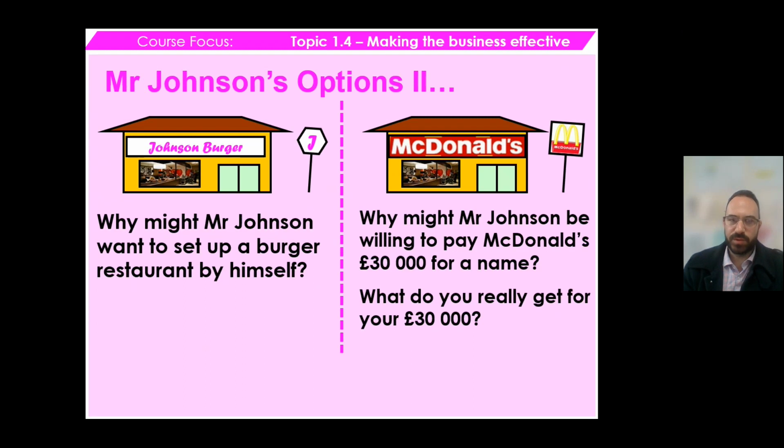So here we're also looking at the options. Why might Mr. Johnson want to set up a burger restaurant by himself? He won't have to pay. He can do whatever he wants in creating the burgers. He can make his own specials. He can change the prices at his own will. He can also find his own suppliers to supply the products for him. But with McDonald's, if he's paying for the name, what does he really get for all of that money? He gets some instant customers, but there's very little control that he will get for that.